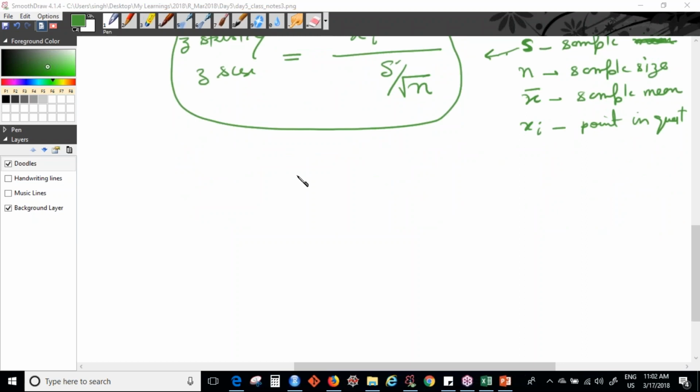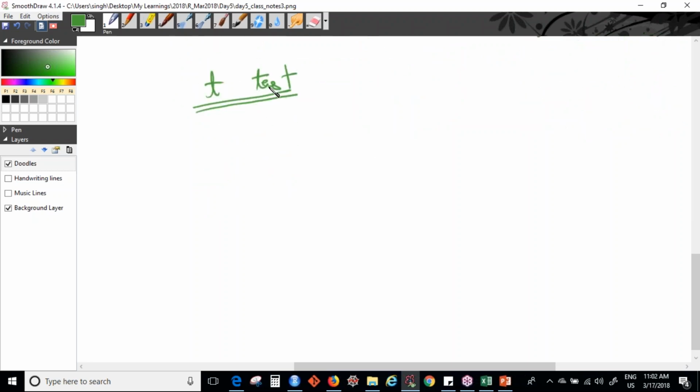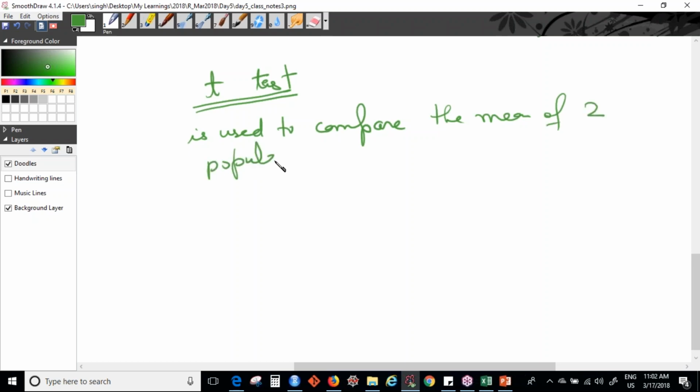Now let's come to the t-test. Now what is a t-test? A t-test is used to compare the mean of two populations. A t-test is used to compare the average of two populations.